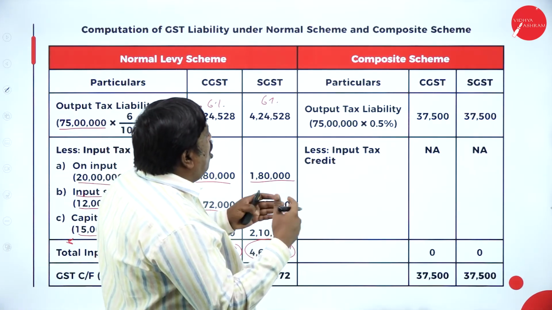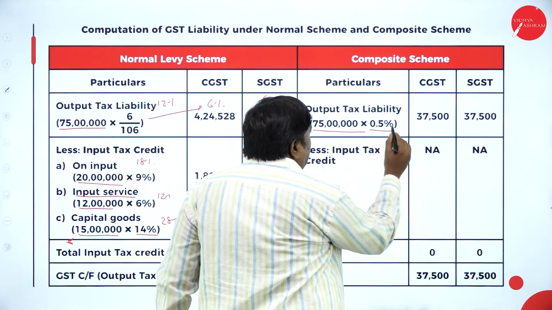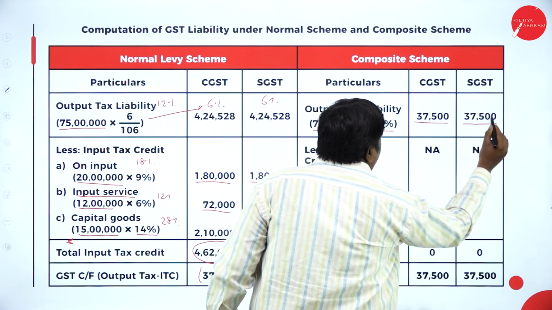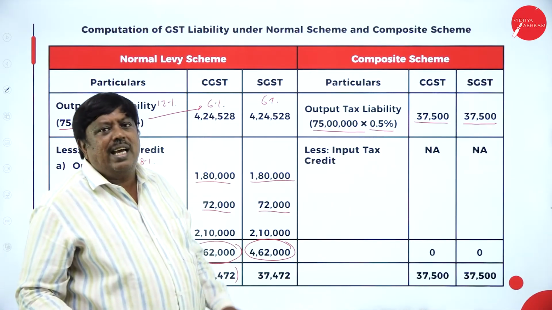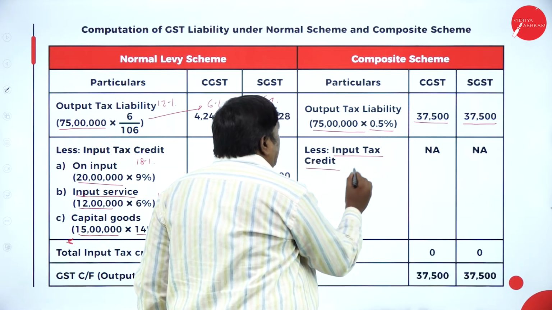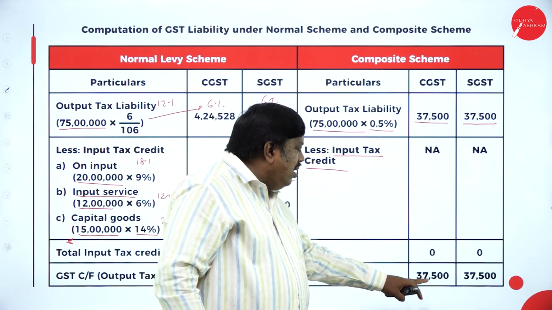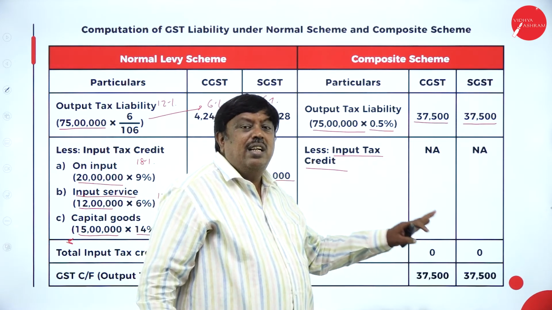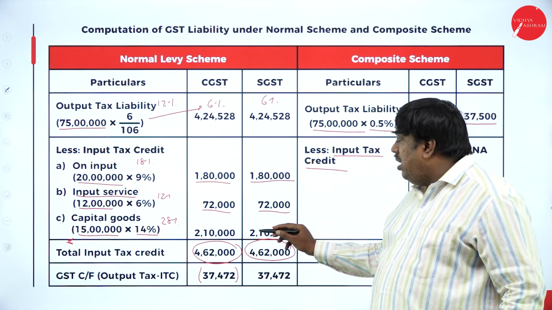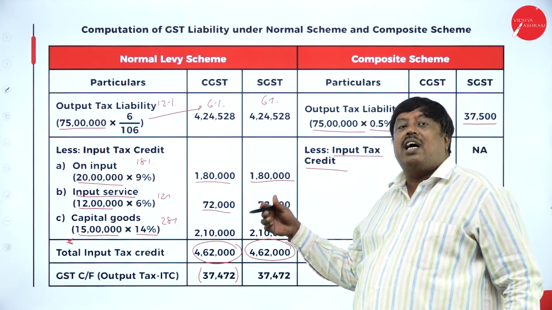If we consider the composite scheme, on 75 lakh, I have to calculate 0.5%, which is 37,500, and 37,500, totally 75,000 tax I have to pay. And I'm not going to get any input tax credit under the composite scheme. So the total amount I have to pay is 75,000 tax. Whatever tax I paid, no benefit will be given for the 4,62,000 that I've paid.